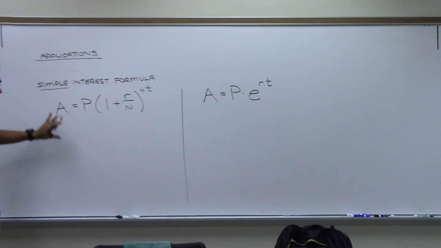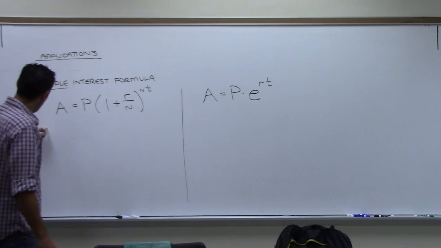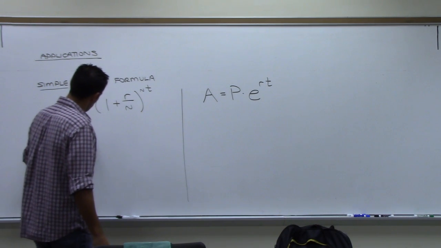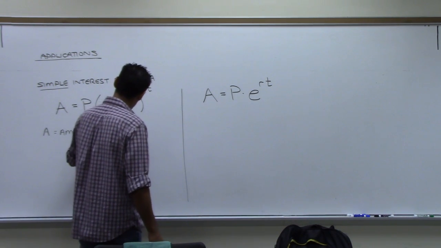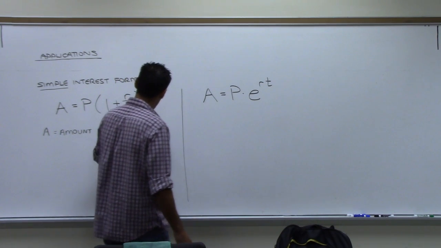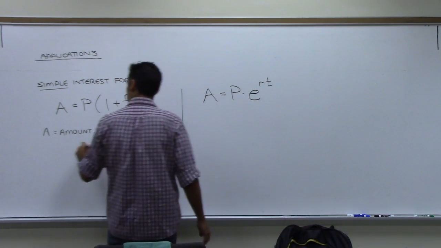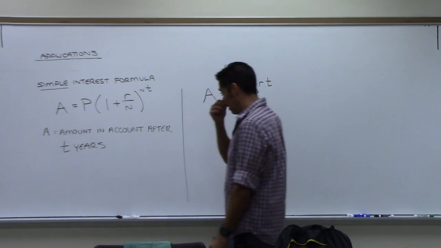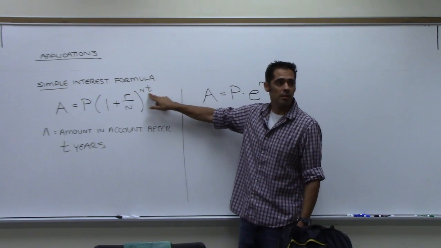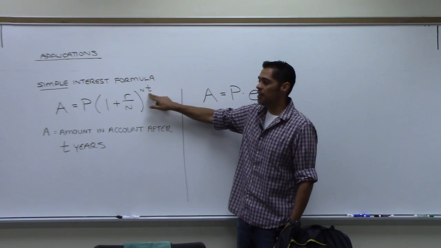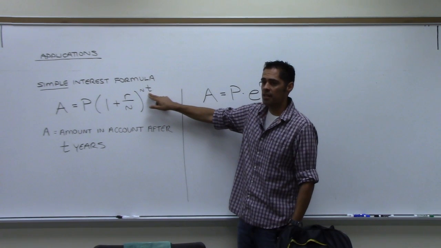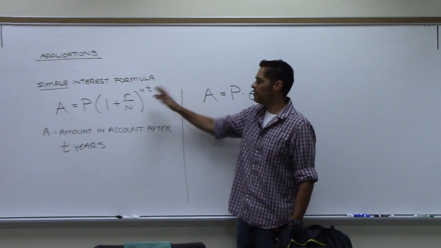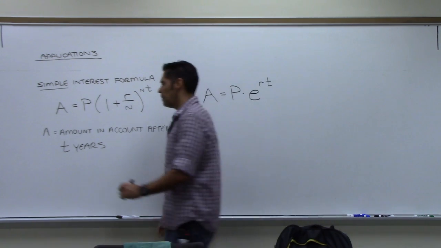So I'm going to tell you what each of the letters represents here. A is the amount in the account after t years. So that t up here is how many years you're going to leave the money in the bank. So if you're only going to leave it in there for 6 months, t would be 0.5. If you're going to leave it in there for 2 years, t would be 2. So you have to pay attention to it. It's measured in years.